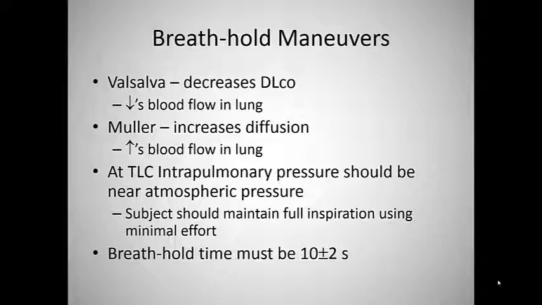Once you're at that full inspiration, somebody that does a Valsalva maneuver will decrease your diffusing capacity, because you're decreasing the blood flow in the lungs by that pressure that you're creating. A Mueller maneuver increases your diffusion. You don't want to be sucking really hard on that negative pressure, because you're increasing the blood flow into the lungs, which increases your diffusion measurement. Same principles. What disease causes that increased diffusion, the same effect as a Mueller maneuver?